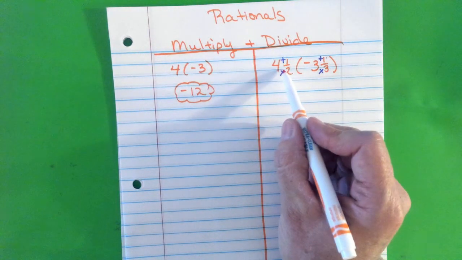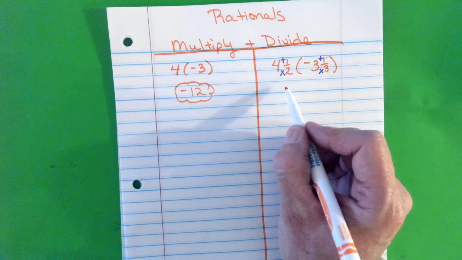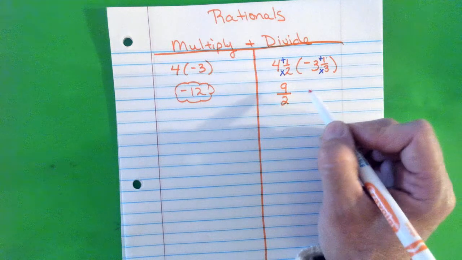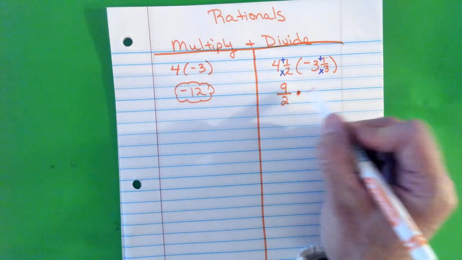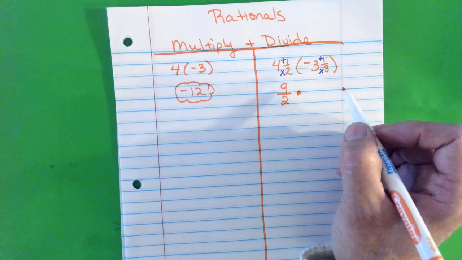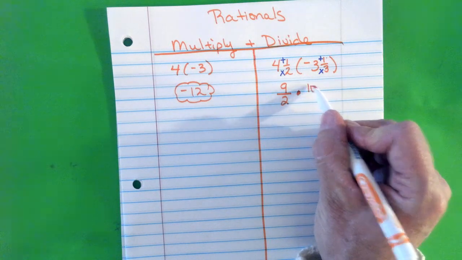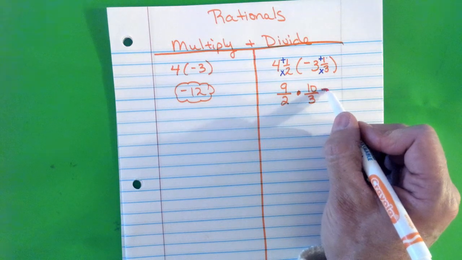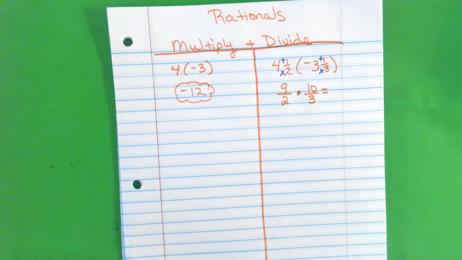What's 4 and 1/2 as an improper? 8 plus 1, 9 over 2. And we're going to put a little times. All right, Texas two-step, 3 1/3. What's the improper? 10 over 3. Sure, it's going to be a negative. So do I know in the end my answer will be a negative?